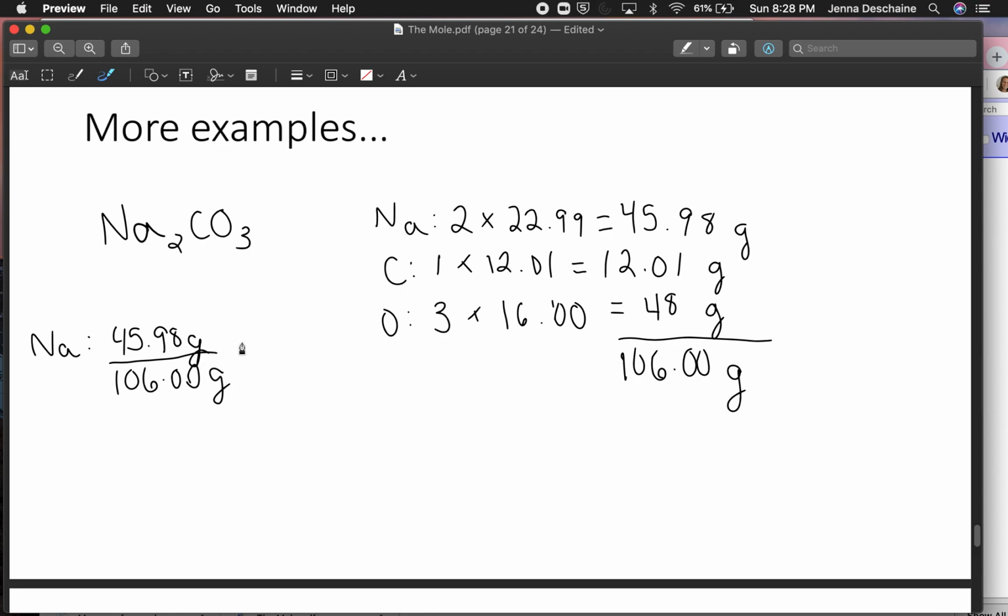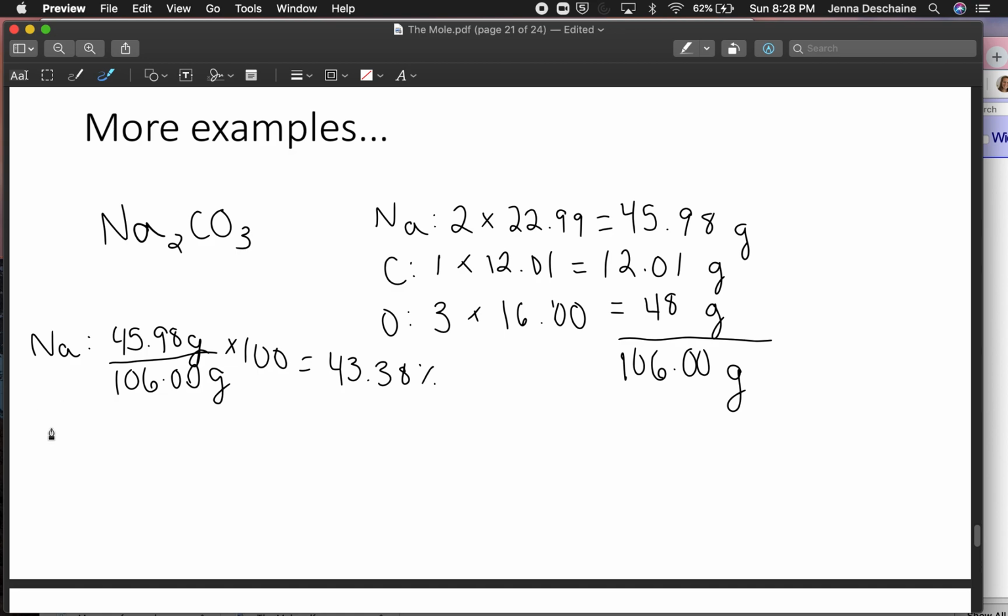Okay, so I'm going to multiply the whole thing by 100, and what I get is 45.98 divided by 106 is 0.4338, multiply that by 100, 43.38 percent. So that means by mass, sodium makes up 43.38% of sodium carbonate. So that's a pretty good amount.